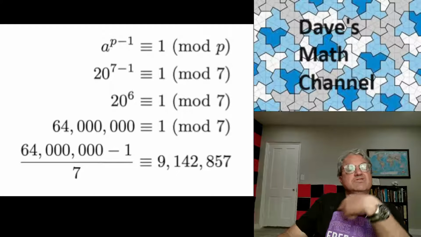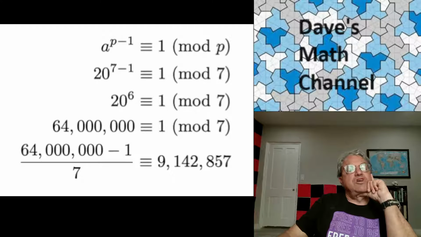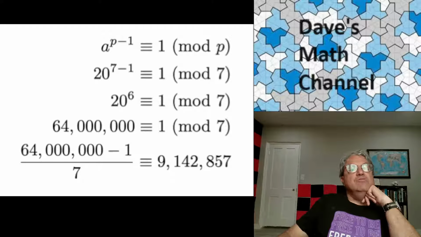So let's suppose a is 20 and p is 7. We know that 7 is prime. Suppose we want to compute 20 to the 6th power modulo 7. Well, notice that 6 is 7 minus 1. So if we let a equal 20 and p equal 7, then this is just a to the p minus 1, which by Fermat's little theorem we know is congruent to 1 modulo 7.